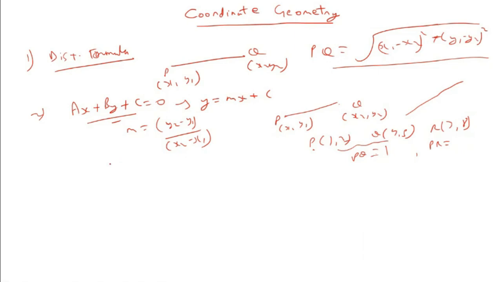So the question may be that, okay, let's say you are given 2 points. For example, A is minus 4 comma 6, B is 7 comma minus 8, right?